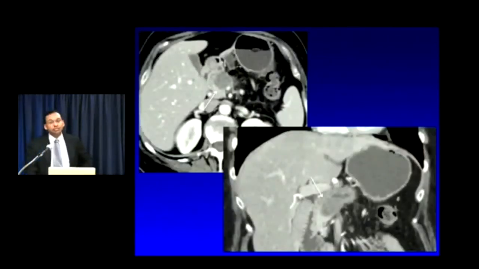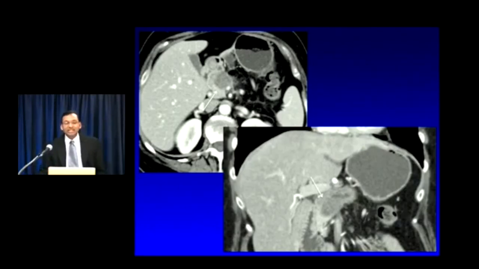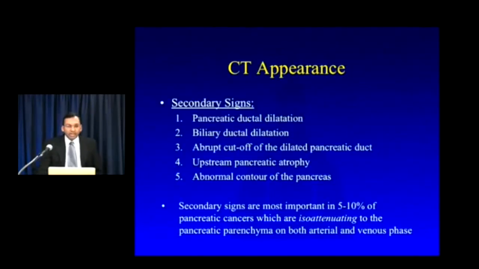Now, here's a relatively typical pancreatic adenocarcinoma. Notice that it's hypodense, it's poorly enhancing, it is relatively ill-defined and poorly marginated, and you can see that in the second image on the bottom right, it is obstructing the pancreatic duct with abrupt cutoff at the level of the mass. Now, in most cases, you're going to be able to see the lesion, but I will warn you, there are 5 to 10% of pancreatic cancers where you are not going to be able to find the lesion on CT. In these cases, the lesion is going to be essentially isoattenuating to the pancreatic parenchyma on both the arterial and venous phase. And in such instances, you are going to have to look for secondary signs of tumor, which is going to alert you to the presence of an occult tumor.